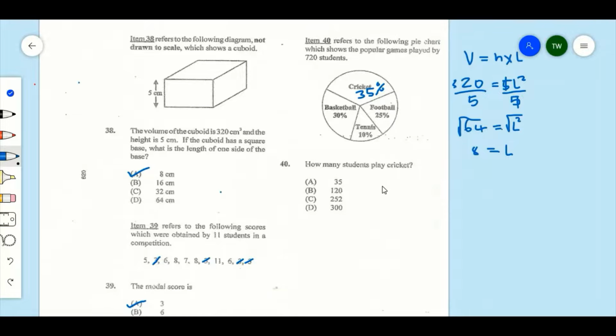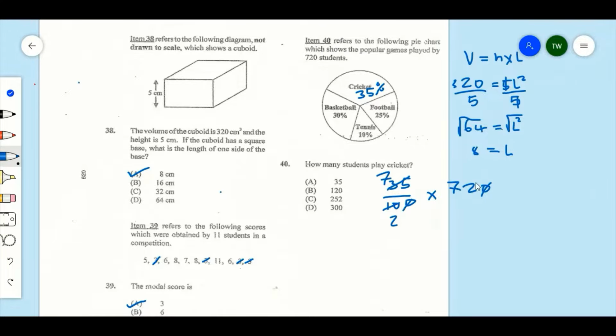So 35% as a fraction is the same thing as 35 over 100 times the entire population, which is 720. Right? So here 0 cancels out 0. 5 into 10, that goes 2. 5 into 35, that's a 7.